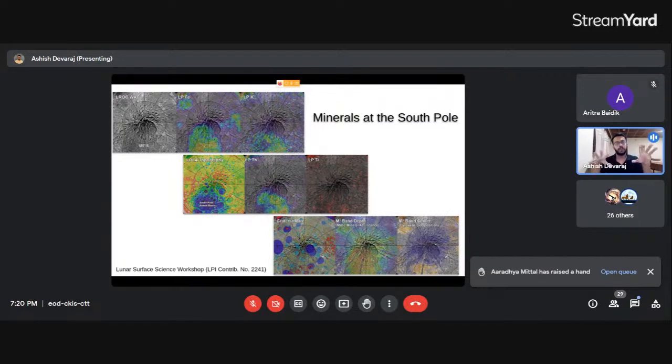During that Great Bombardment period, huge impacts happened at the places where you see the black patches now. When you look at the night sky, you see the black patches there. Something like this, I explained, right? The South Pole Aitken basin. Some basins like the Imbrium basin were formed.